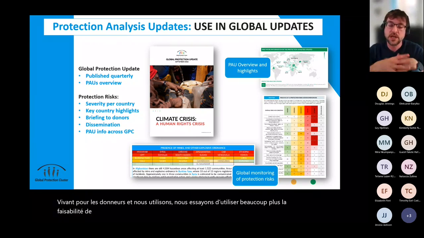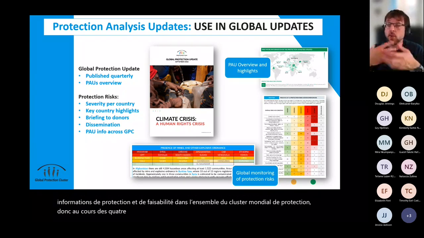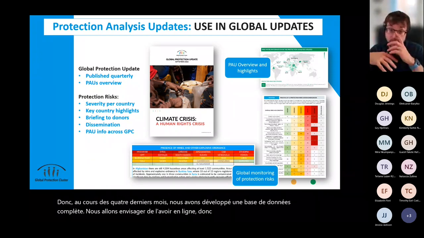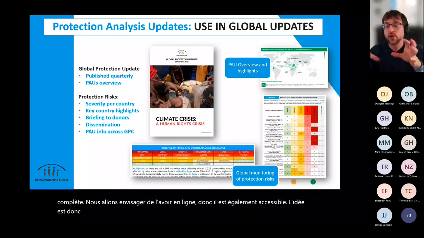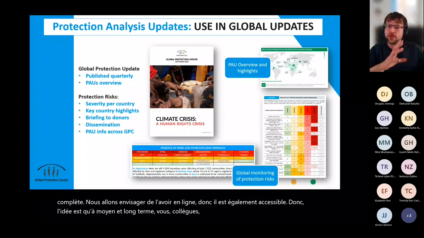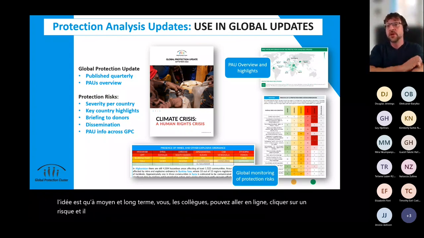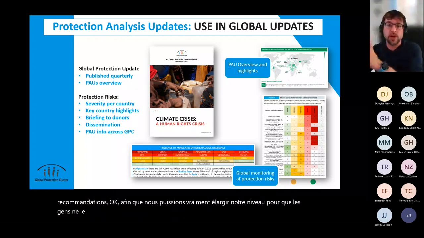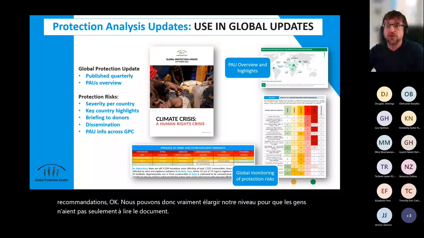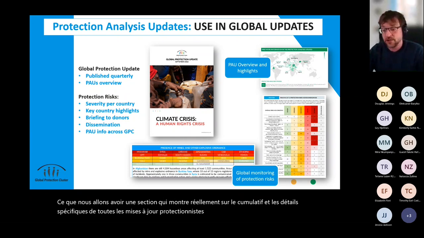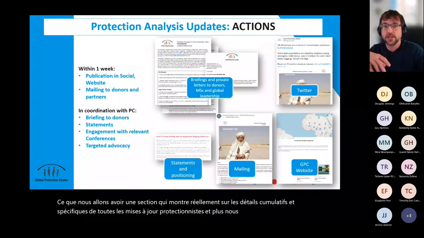So in the last 4 months, we developed an entire database. We were looking into having it online, so it's also accessible. The idea is that in the medium to long term, colleagues can go online, click on a risk, and there's going to be an overview of all your countries, all your rights, and all your recommendations. So we can really expand a level. People won't have to just read the document, but we are going to have a section that actually shows all the cumulative and the specific detail from all protection analysis updates. And the more we are consistent with some of the elements of the guidance, the stronger we are going to be with it.